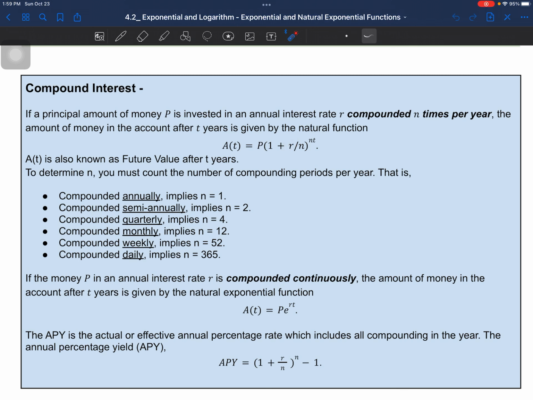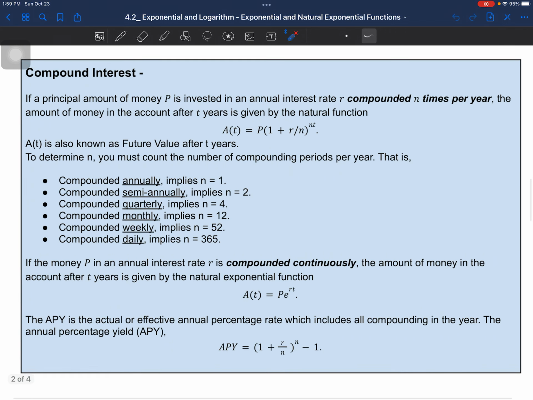And then A(t), known as the future value after t years, where P is the principal, R is the rate, n is the number of times it is being compounded, and t is the number of years. And so here, the way you're going to see it in word problems will be the following. You're going to see the word compounded followed by one of these labels. So to determine n, you must count the number of compounding periods per year. What do I mean by that?